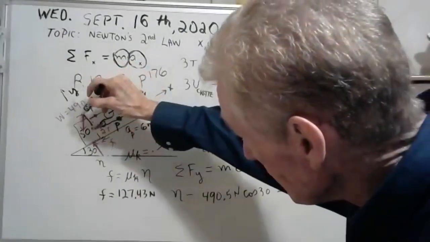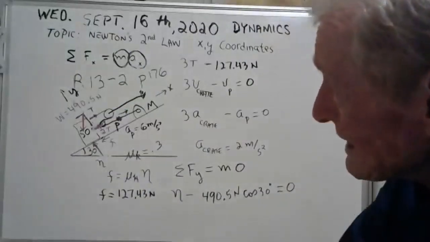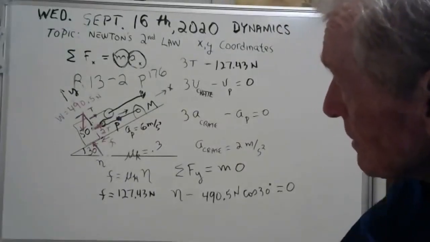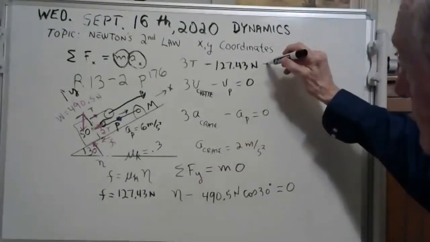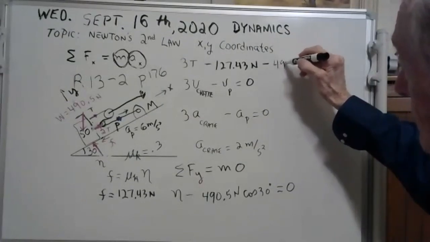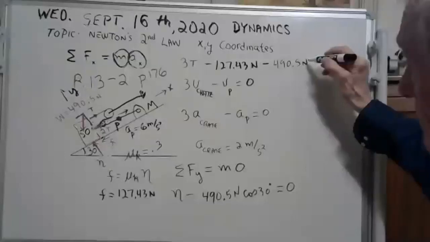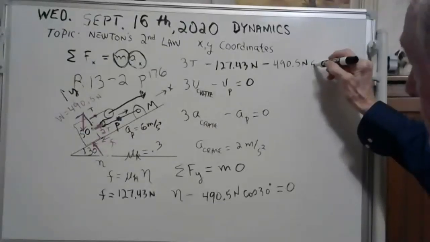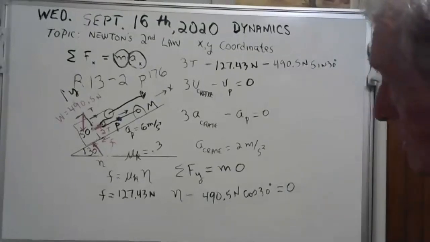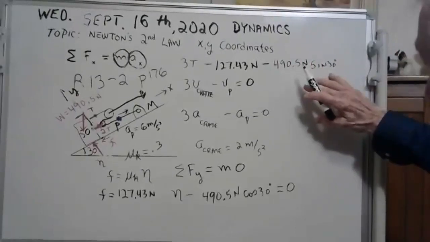But see, there's a component. There's a component of this weight pulling down the hill. And so that's going down the hill. That's negative 490.5 newtons times, it would be the sine of 30. Or the cosine of 60. You get the same thing. If you prefer, you can go cosine of 60.